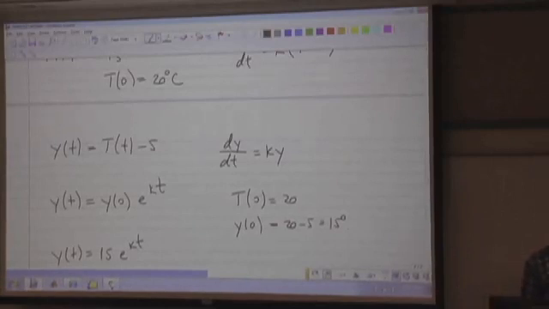But this is y, so we have to revert back to T. So from here, T of t will just be 15 e to the kt plus 5.